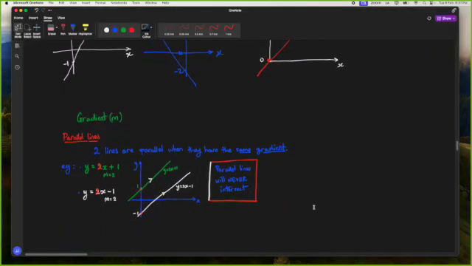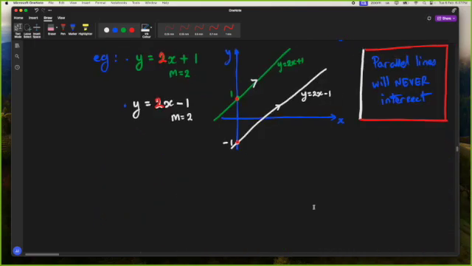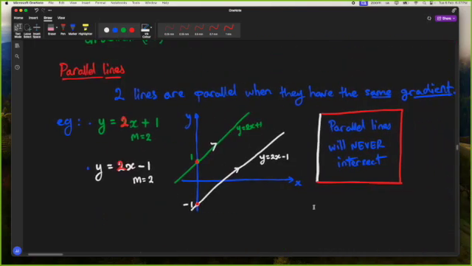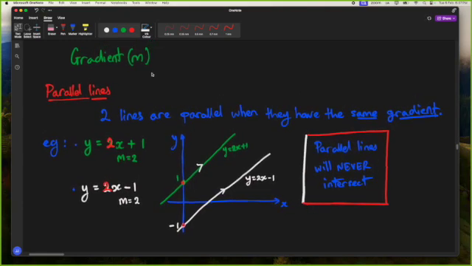So we're going to talk more about gradient now, the gradient m. We're going to talk about parallel lines. We can see that two lines are parallel when they have the same gradient. Also note that parallel lines will never meet.